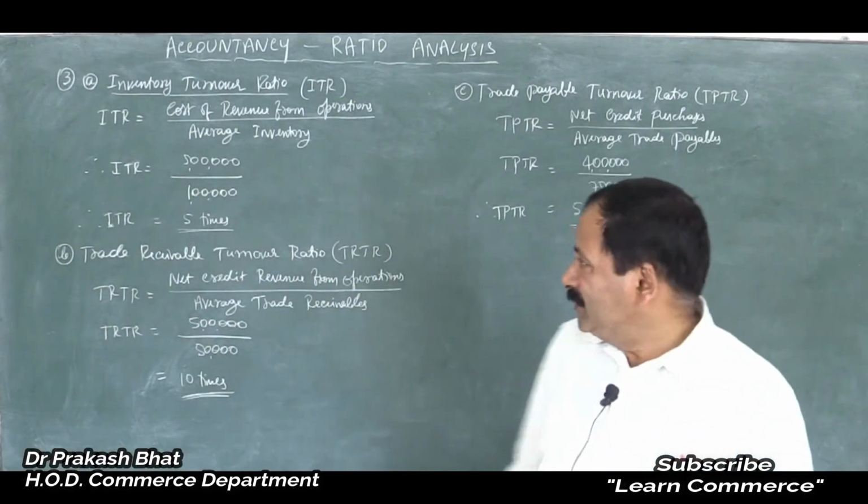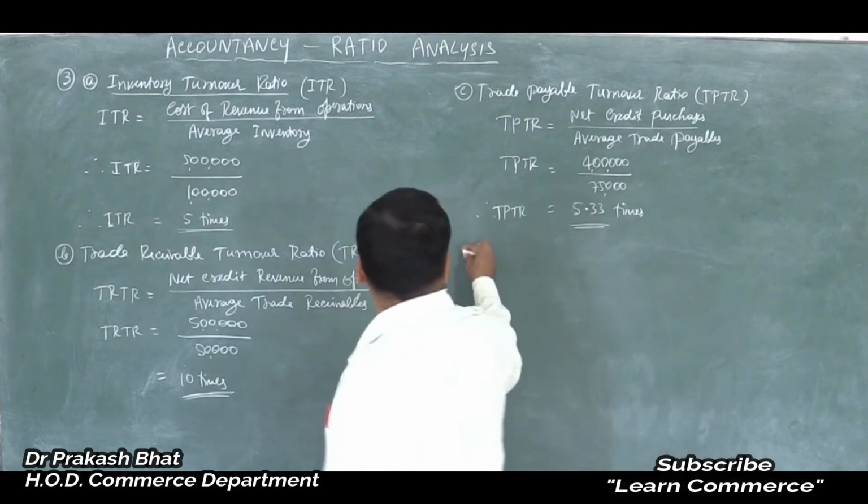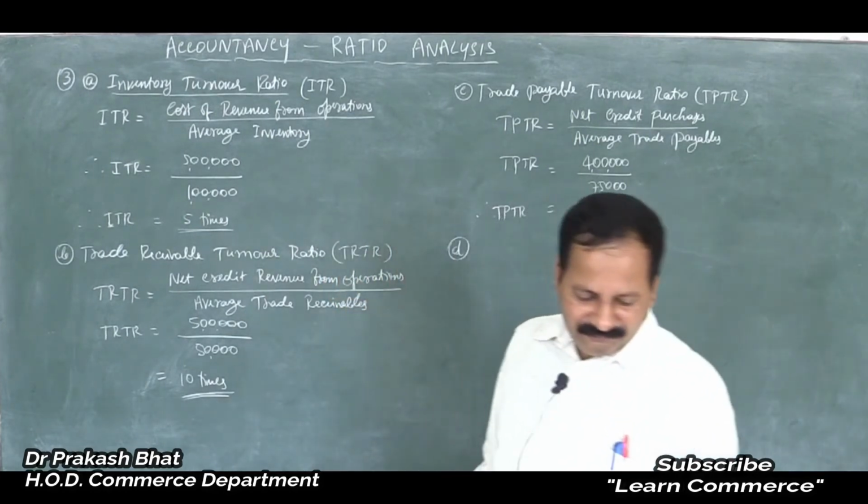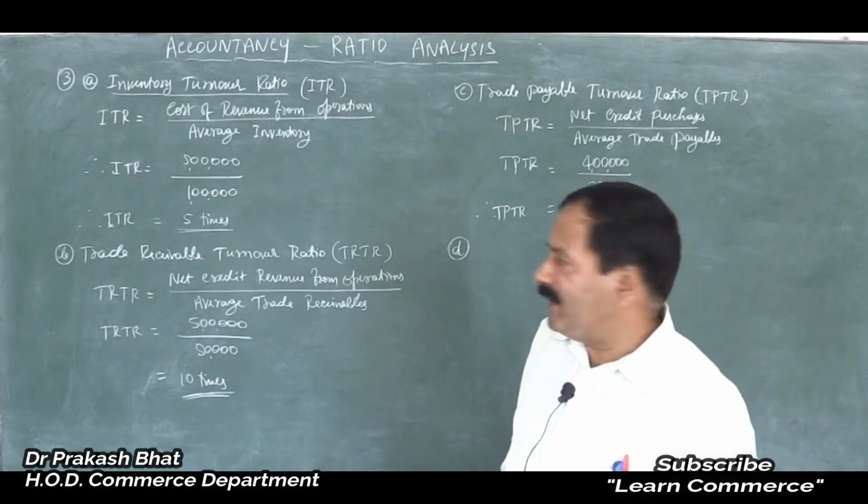Now let us move on to the next ratio, that is the fourth one. I will solve here. Earning per share they asked.